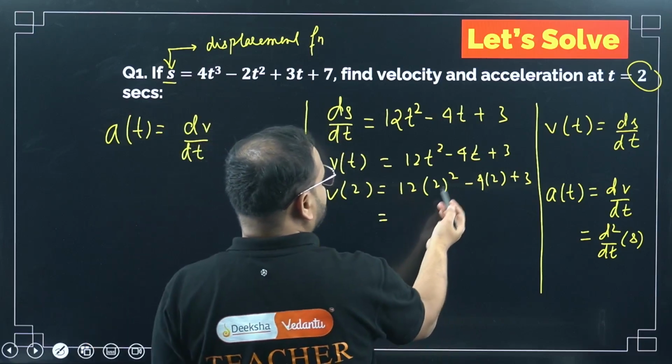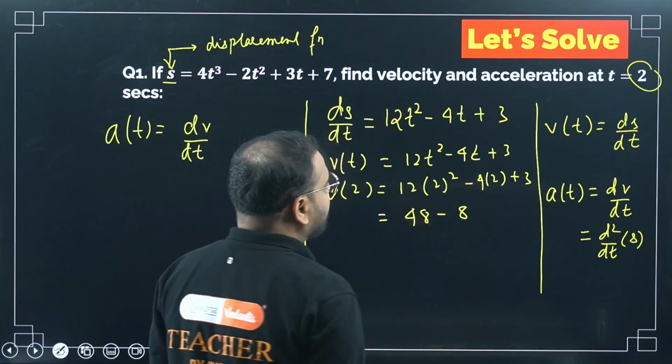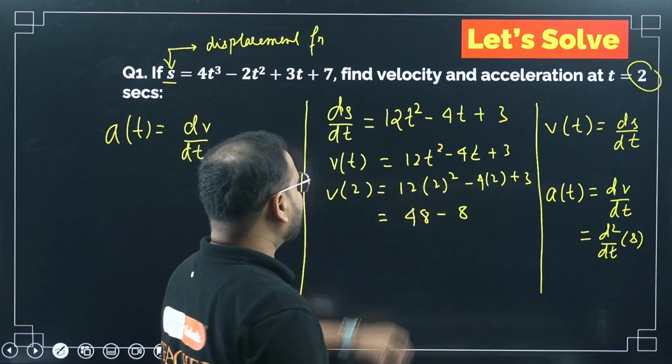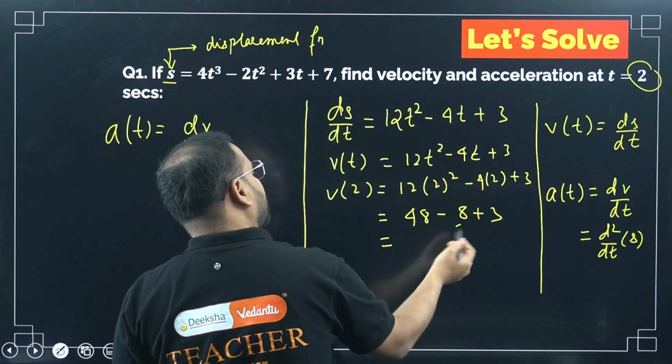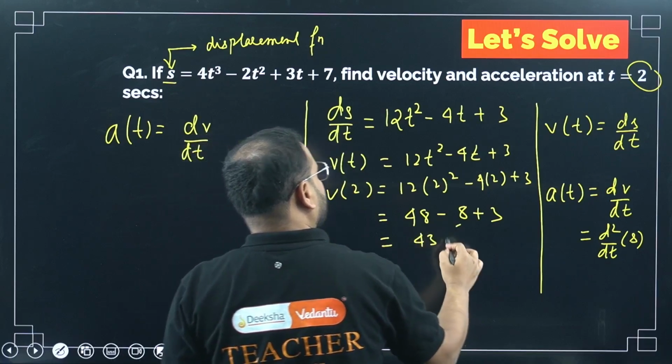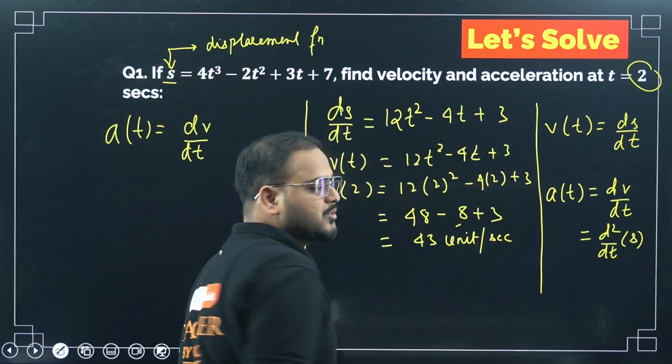So I'm getting 4 here. 12 times 4 is 48. This is simply 8. 2 square is 4. 12 times 4 is 48, and plus 3. How much is that? Please check. This is 40 plus 3, that is 43. Unit will remain the same, unit per second. Why is that? Because there's no unit given.